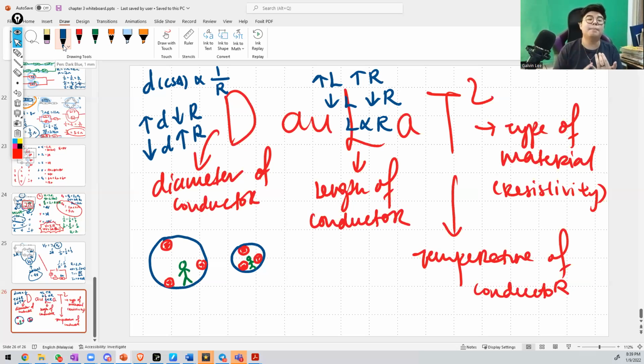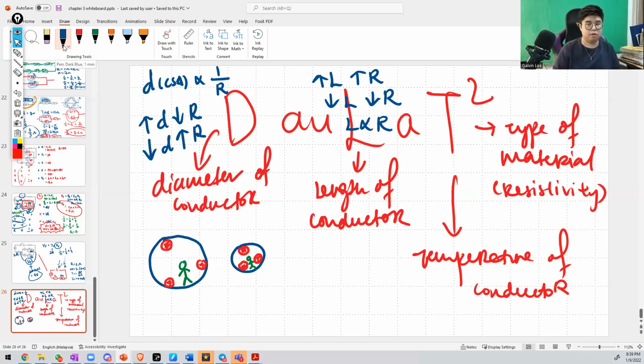Dia kena guna bahan yang kurang resistivity and diameter has got to be big. That's why the cable outside is very big diameter. If they could use a small one, why not? Small one save money. You think copper is cheap? Small one save money.